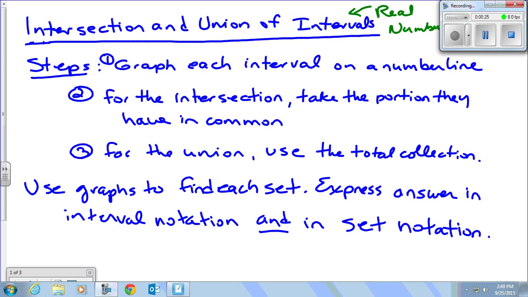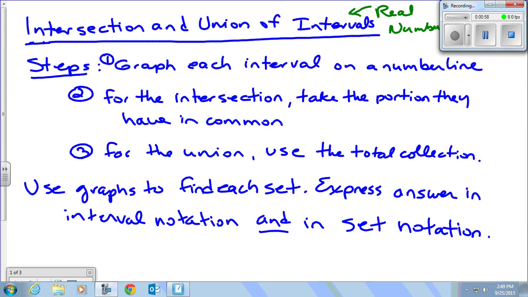Okay, so if our instructions are to find the intersection or union of two intervals, then the first step is to graph each interval on a number line, and I'll show you a quick and easy way of doing that. Step 2, for the intersection, you're only taking the part that they have in common, because remember, intersection by definition is only the portion of the set that is common to both. And step 3, if it's a union, use the total collection of the numbers.